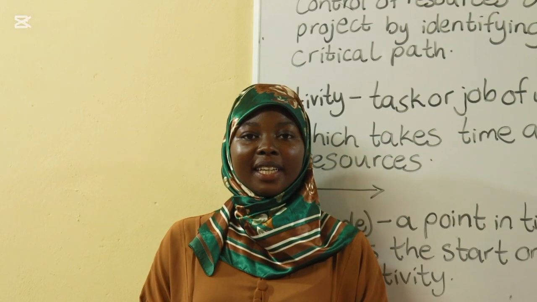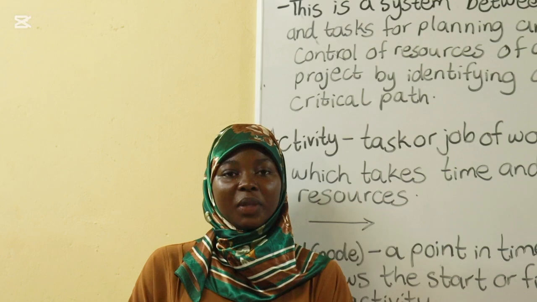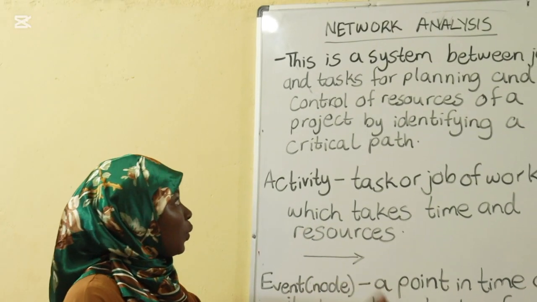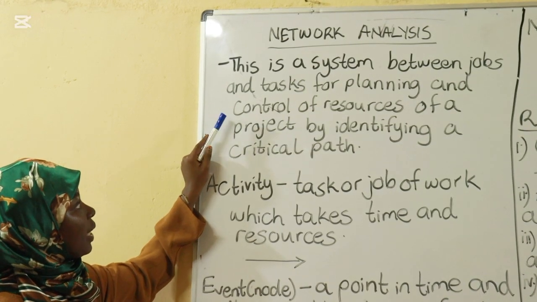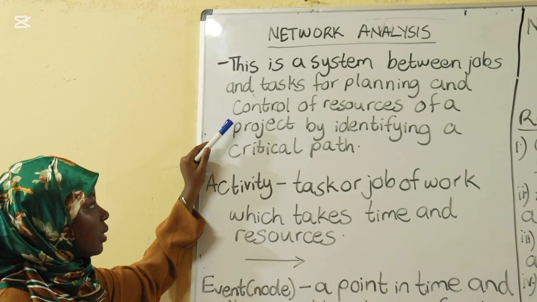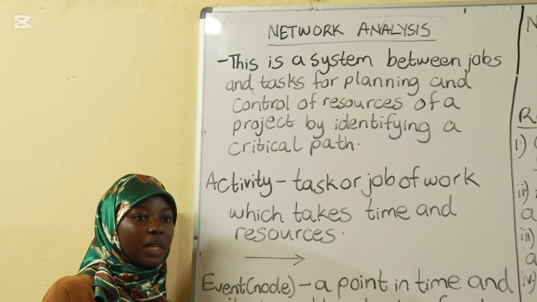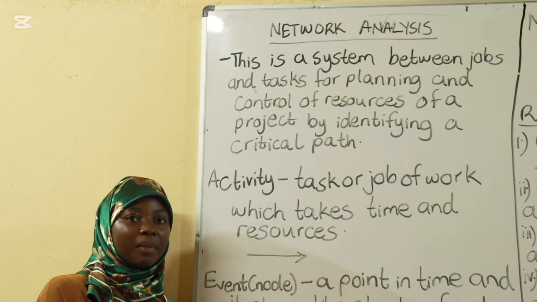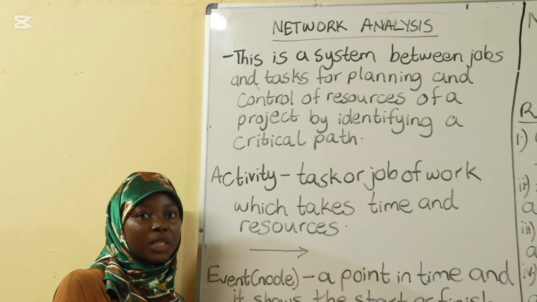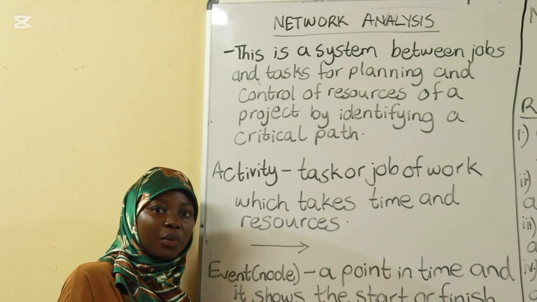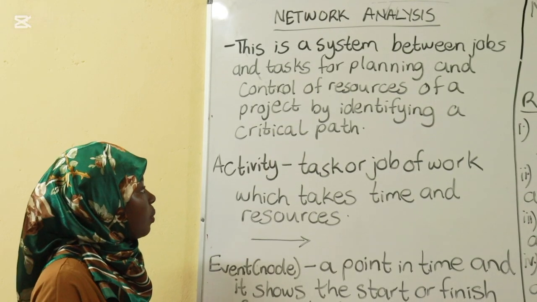I am Madam Sania. So today we are starting a new topic. It's called network analysis. Network analysis is a system between jobs and tasks for planning and control of resources of a project by identifying a critical path. In a nutshell, network analysis is used in cases where you have limited resources or limited workers or laborers. This is when you use network analysis, because you're going to analyze the whole project and see the shortest time you can take to achieve your objective.